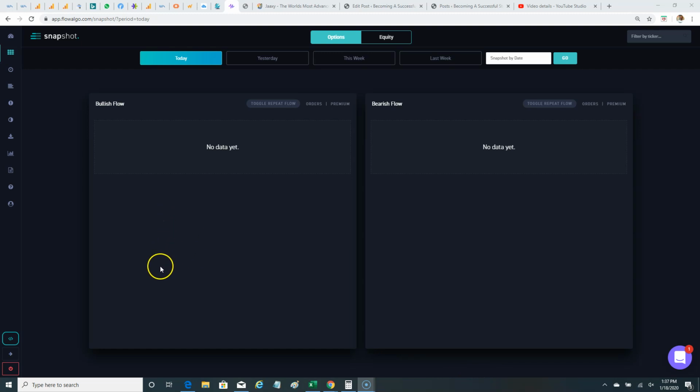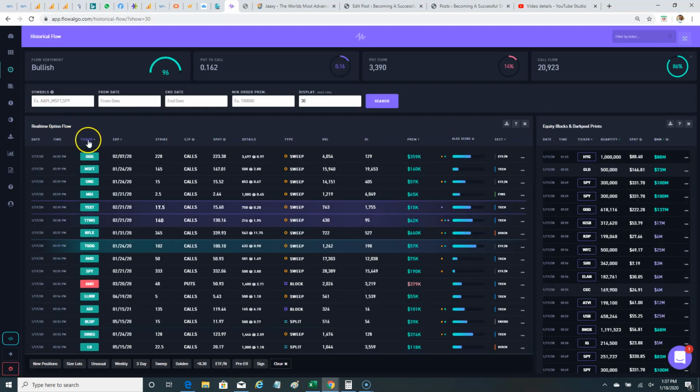So here we are inside of FlowAlgo. As of now, since this recording is taking place over the weekend, there's no data. If I'm to start with the snapshots as we showed you last time, we are going to go here to the historical flow to share with you how to use this feature through a very good example that just happened to occur yesterday. In here, you can just type the stock of interest that I want to illustrate, and I'm going to leave the dates open, from and the end dates.